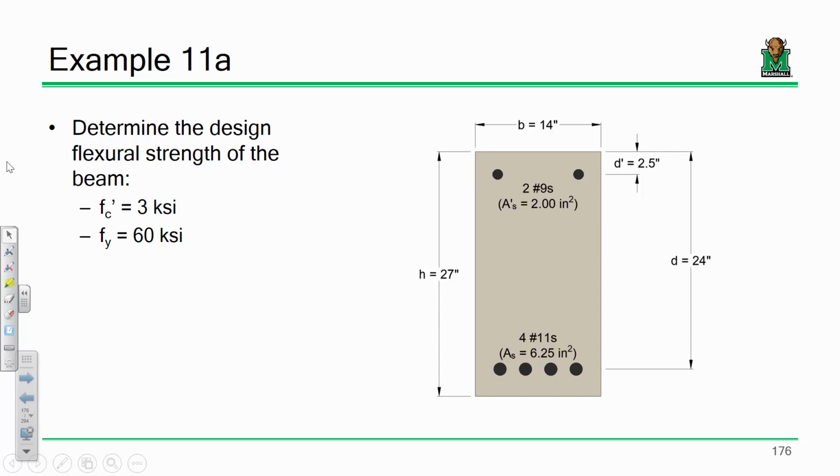Now, I have this example. We're going to determine the design flexural strength, phi Mn, of this beam. I've got 2 number 9s and 4 number 11s, so I've got an As prime and an As. Notice that my d prime is from the top to the compression steel, 2.5 inches. From the top to the tensile steel, that's d, 24 inches. b is 14 inches. I gave you h, 27 inches, but quite frankly, I don't care what h is because that doesn't matter. So let's just get right into it.